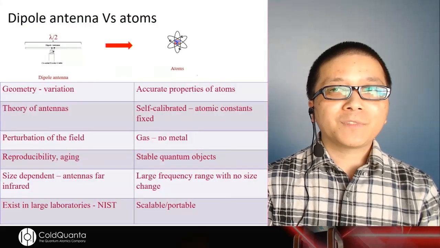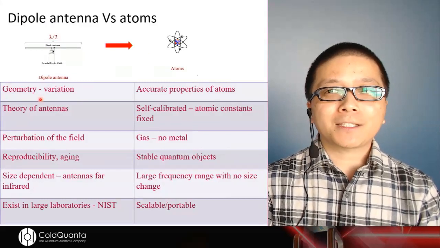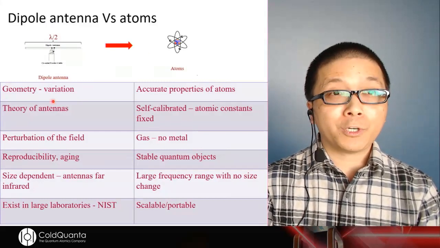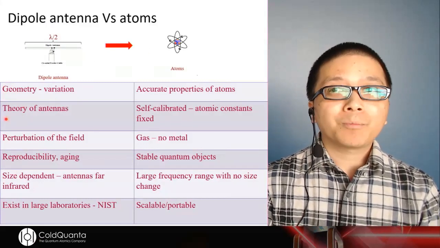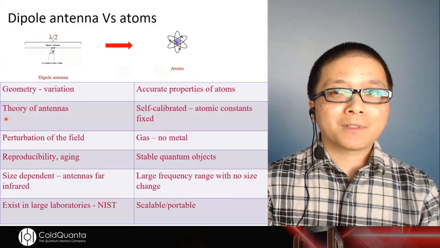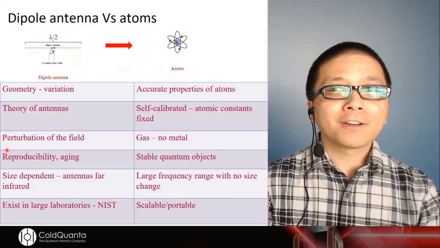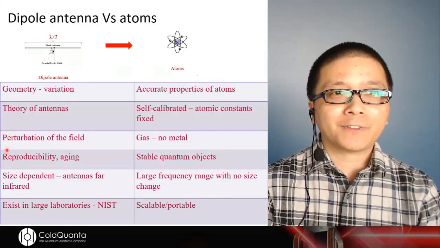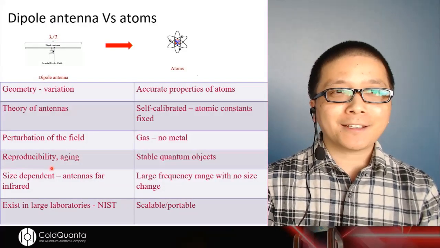However, this method has its limitations. Standard antennas focus on geometry in which variation in construction can happen. In addition, people need to focus on developing theory for these antennas. Since all these antennas are made of metal, they can disturb the field, especially in the near field region. The reproducibility is limited, and the standard antenna will change because of aging.